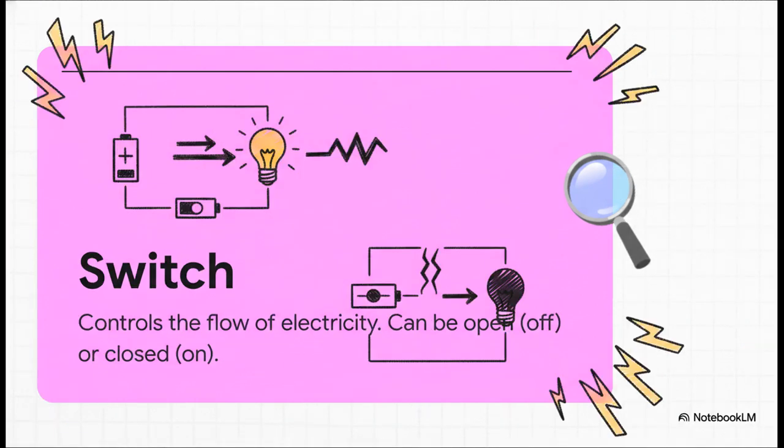Okay, power is great, but we need control. That's where the switch comes in. Its job is super simple, but absolutely critical. It's basically the gatekeeper for electricity. You close the gate, you complete the circuit, and everything's on. You open it, you create a gap, and the flow stops dead. It's our on and off button.